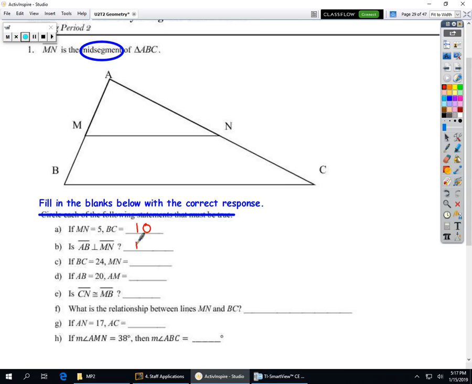Perpendicular, this has nothing to do with mid-segment, so that's just a no. AB is not perpendicular to MN. They don't even look perpendicular. This is not a right angle at all.